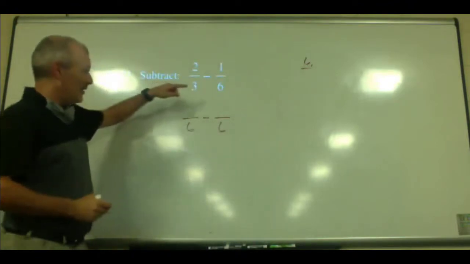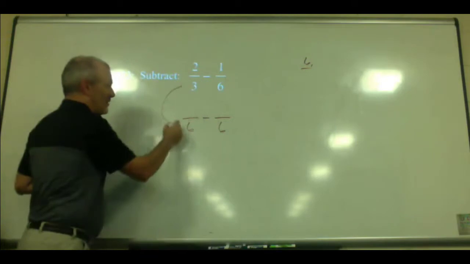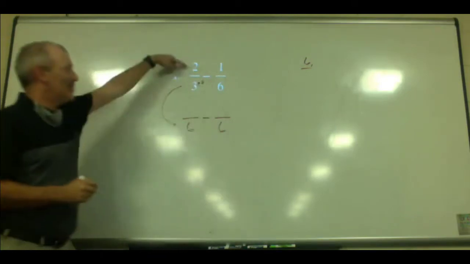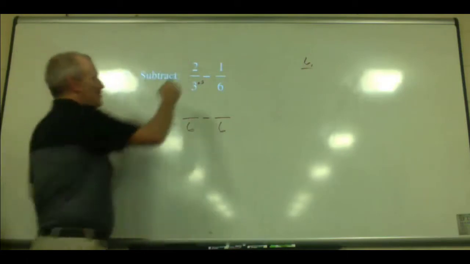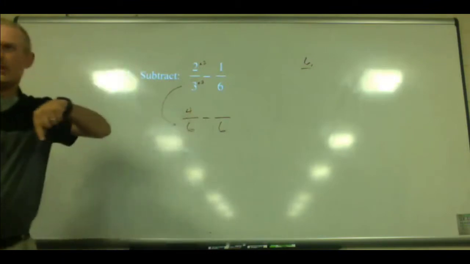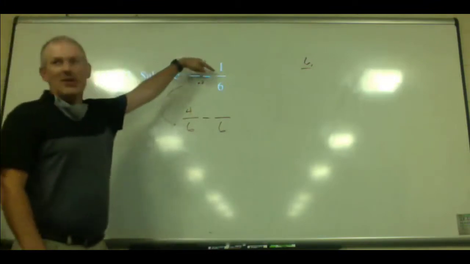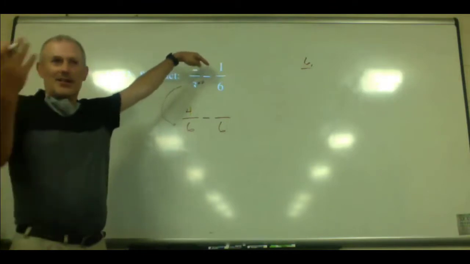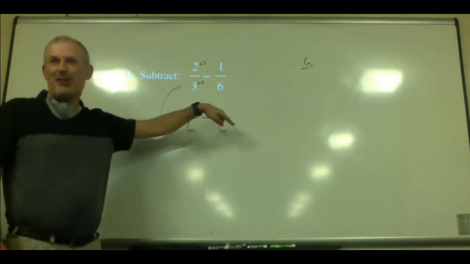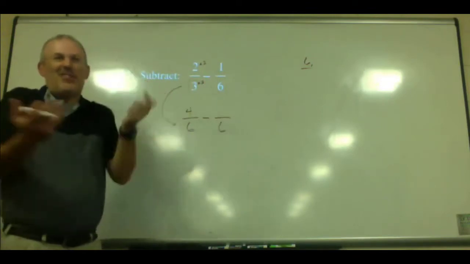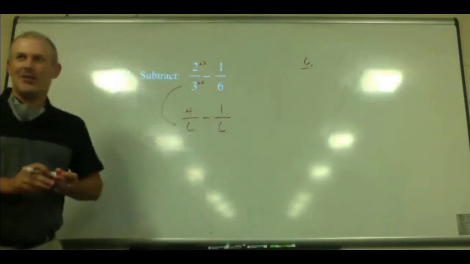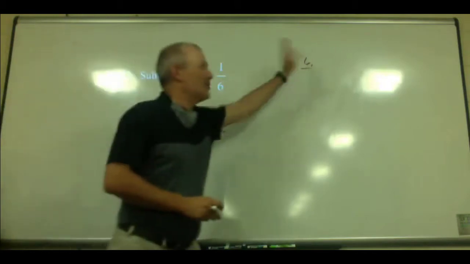So what do we have to multiply 3 by to turn it into a 6? 2. So we're going to multiply by 2. And so what do we have to do to this 2 on the top? Multiply it by 2. And so it's going to become what? 4. So 2/3 is equal to 4 over 6. What do we have to do to this one? Nothing, right? It's already a 6. You're going to multiply by what? 1. So you don't have to do anything. It's already a 6, so we just put the 1 there. Does that make sense? You don't have to change that one.